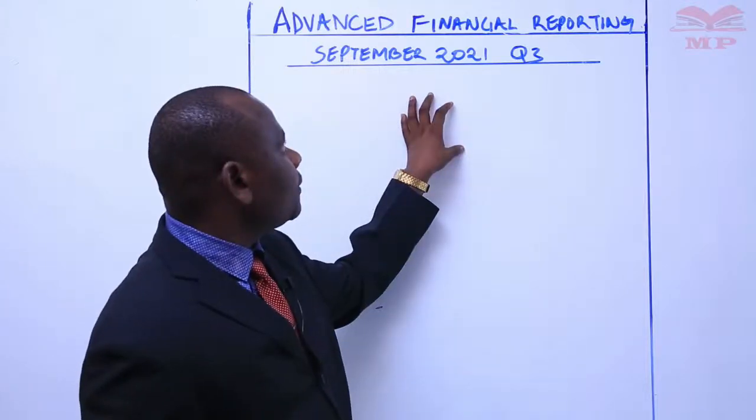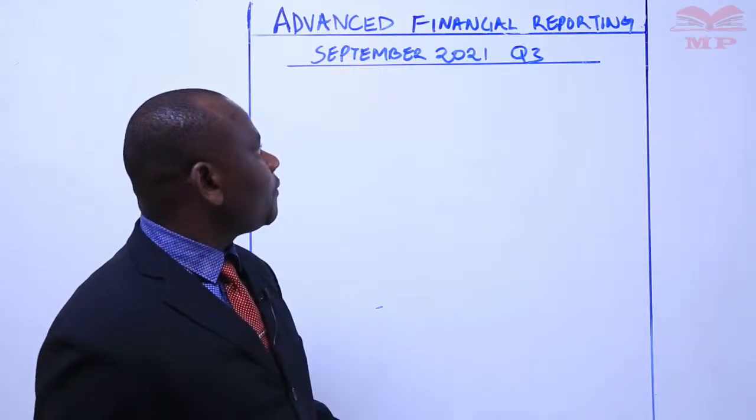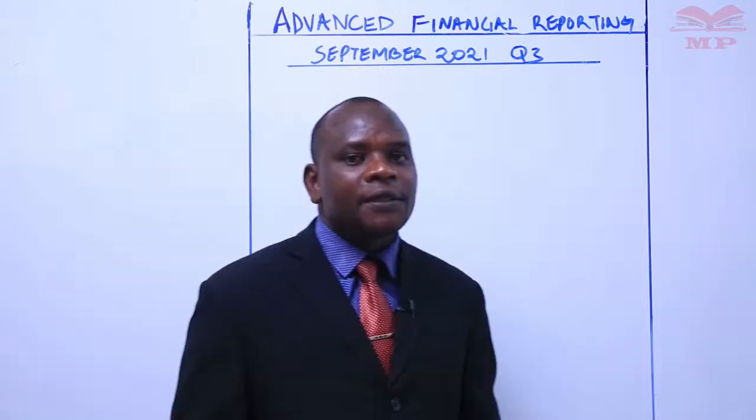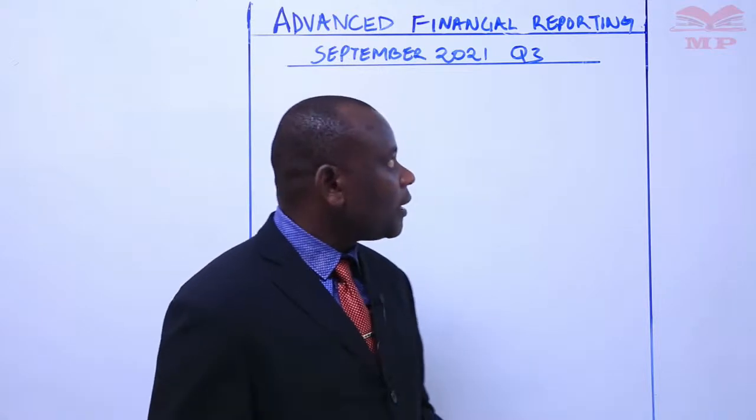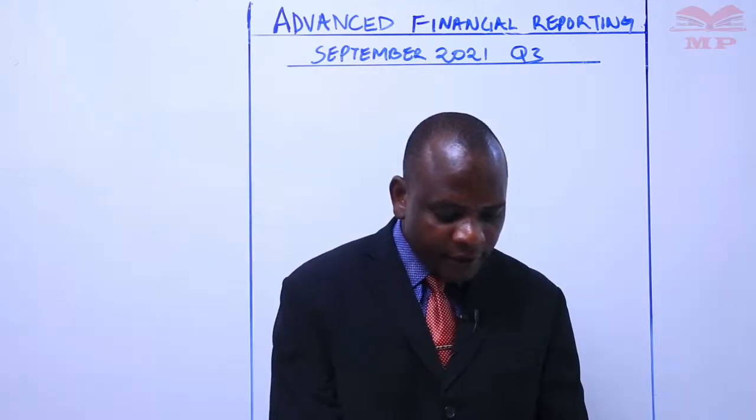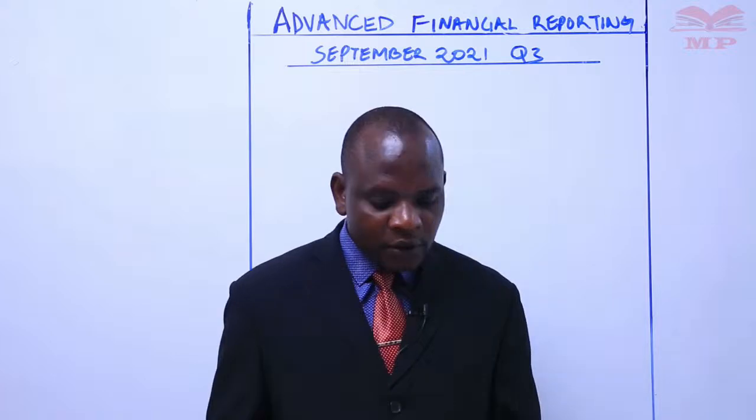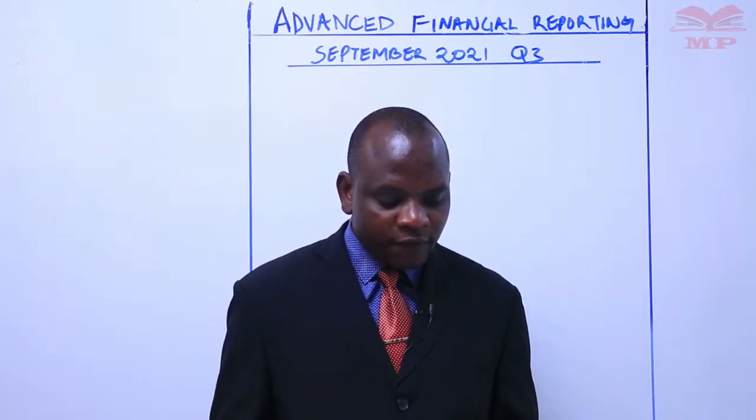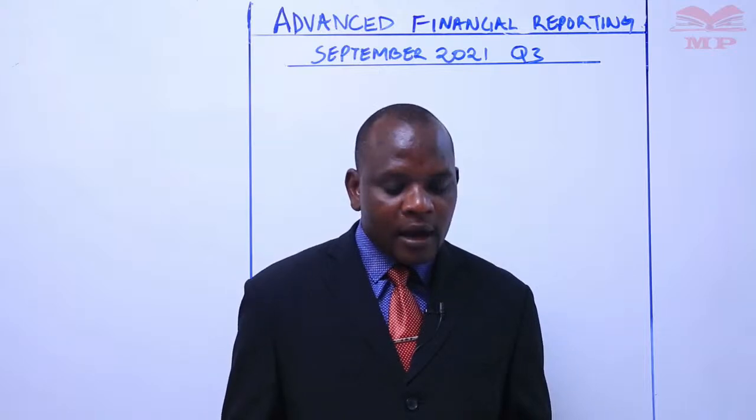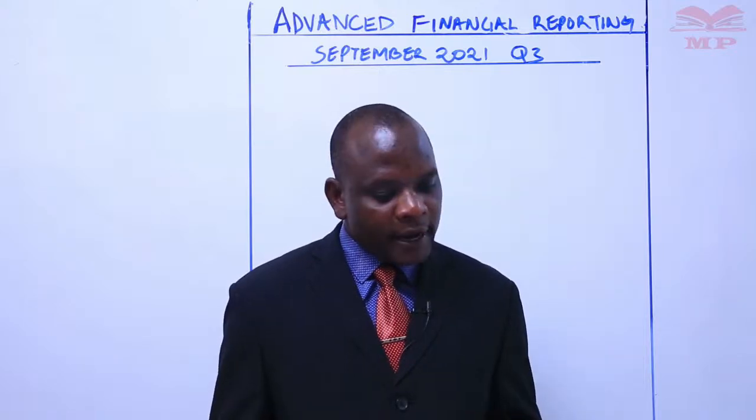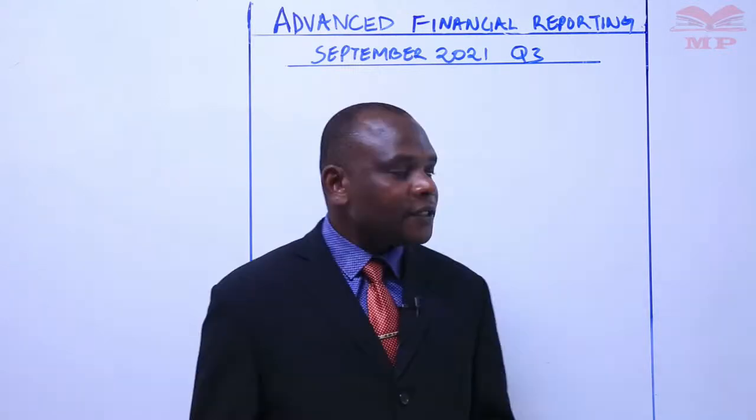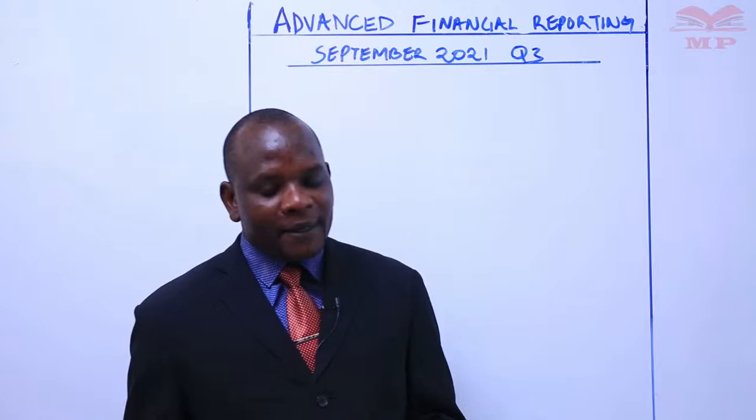Going to revise question 3, September 2021, Advanced Financial Reporting. The question was requiring you to demonstrate that you have knowledge on IAS 12 and IFRS 2. IAS 12 is accounting for income taxes. IFRS 2 is share-based payment transactions.